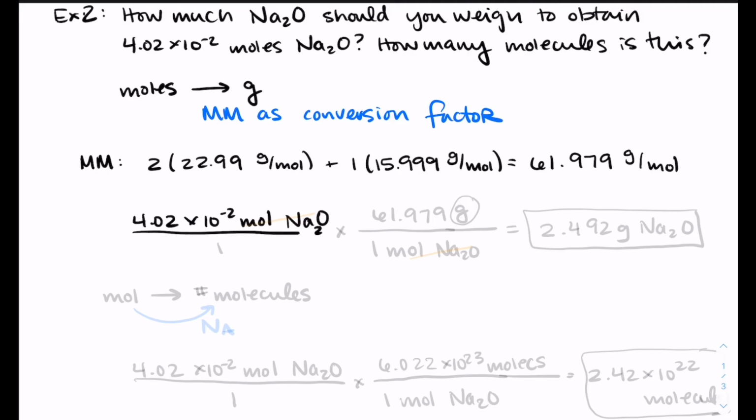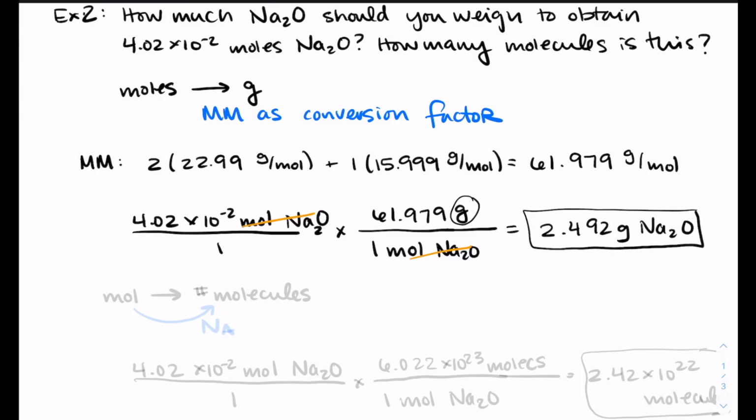Now, for solving the problem, I have 4.02 times 10 to the minus 2 moles of sodium oxide. This is what I'm trying to weigh out. I'm going to put this over 1 like I always do, but you don't have to. And I know how many moles I want to weigh out, and then I know the relationship between grams and moles. So if I multiply with grams on the top and moles on the bottom, moles will cancel, and I'll be left with grams, and this would be 2.492 grams of sodium oxide.